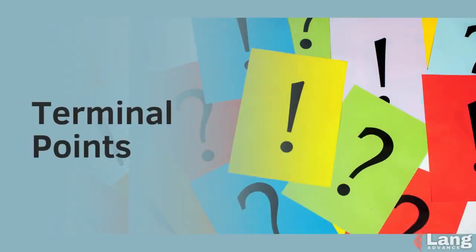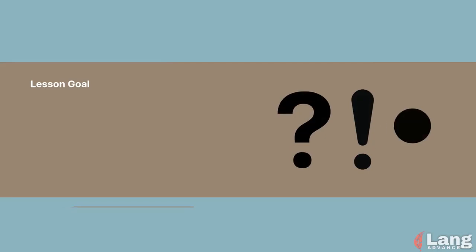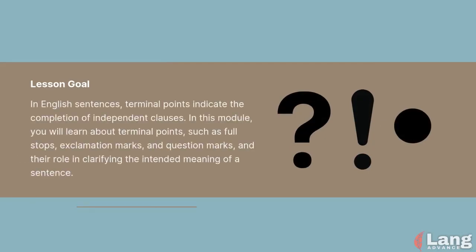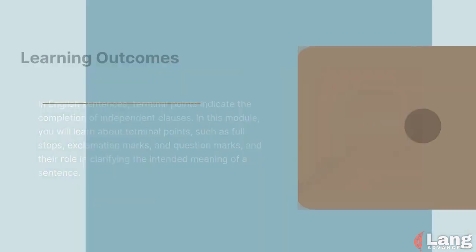Terminal points. Lesson goal. In English sentences, terminal points indicate the completion of independent clauses. In this module, you will learn about terminal points such as full stops, exclamation marks, and question marks, and their role in clarifying the intended meaning of a sentence.